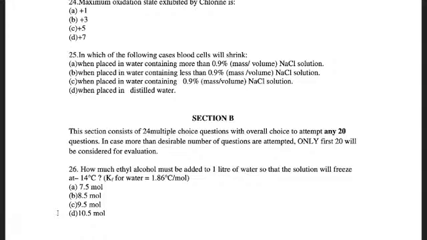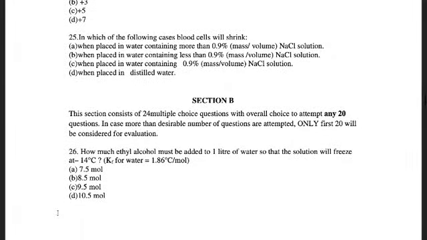Question number 26. How much ethyl alcohol must be added to 1 liter of water so that the solution will freeze at minus 14 degrees Celsius? Kf for water is equal to 1.86 degrees Celsius per mole. Options: A, 7.5 mole, B, 8.5 mole, C, 9.5 mole, D, 10.5 mole. Correct. The answer is option A, 7.5 mole.